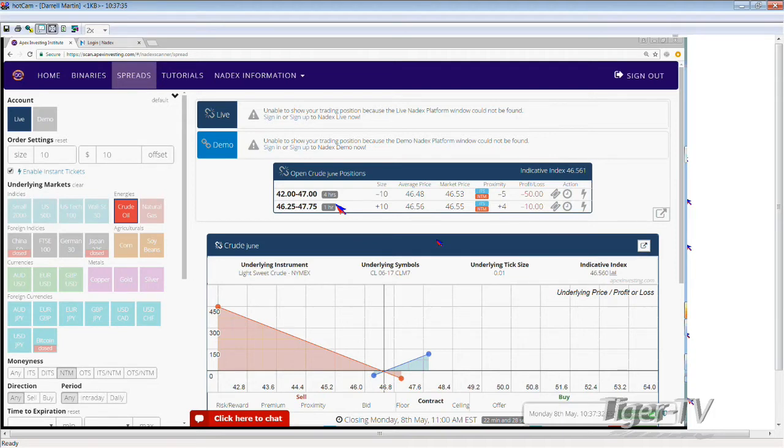I can do this on the Dow, NASDAQ, S&P, gold, silver, copper, coin. I can do this on FX traders. I do this on euro dollar, pound dollar, Aussie dollar, pound. I mean, all of the contracts on Nadex, I can do this on.